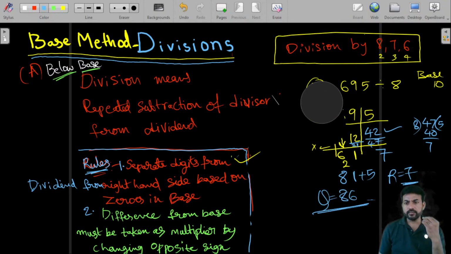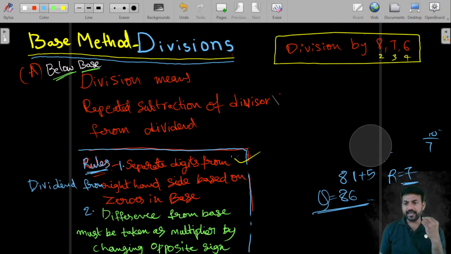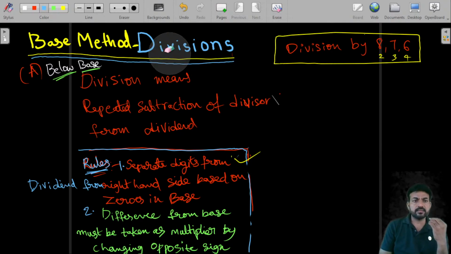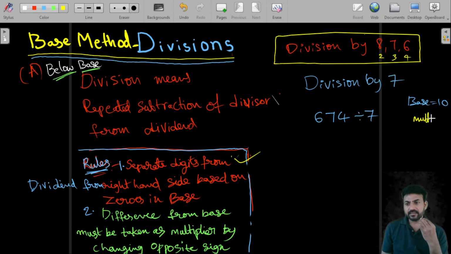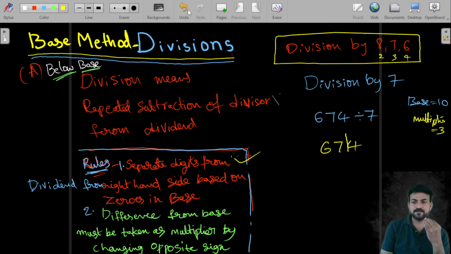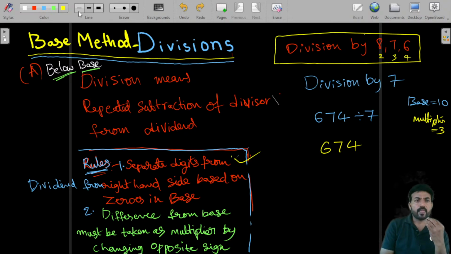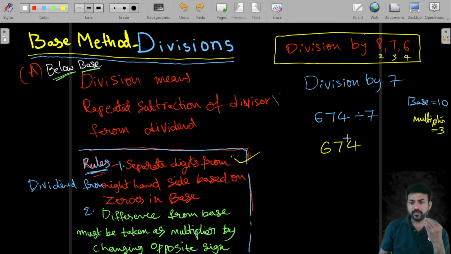Now, division by 7. The multiplier is 3 here. So the base is 10, separate one digit from the dividend.